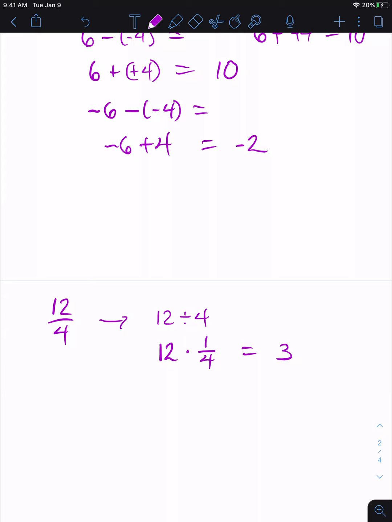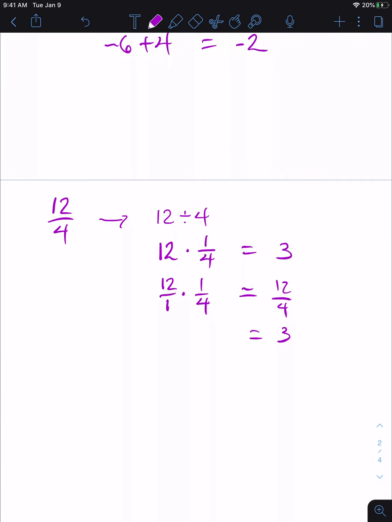Another thought is to recognize that this is 12 over 1 times 1 over 4. And then the rule of multiplication of fractions is to multiply the tops and multiply the bottoms. So that becomes 12 over 4, which is 3. Okay, so I hope that helps there.